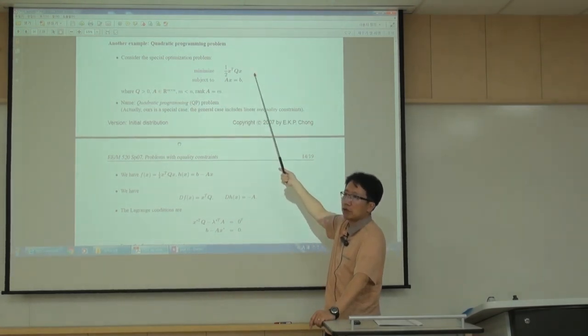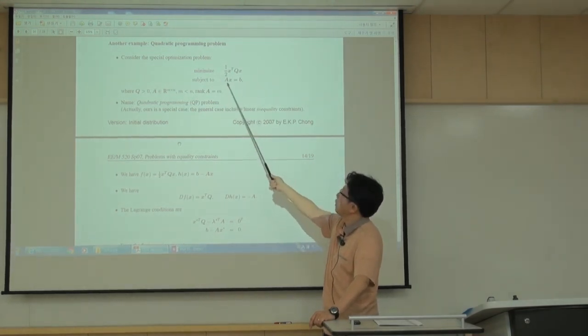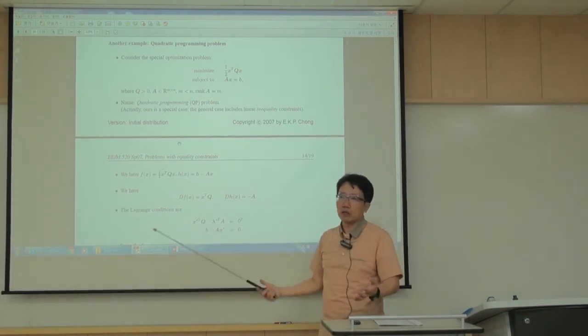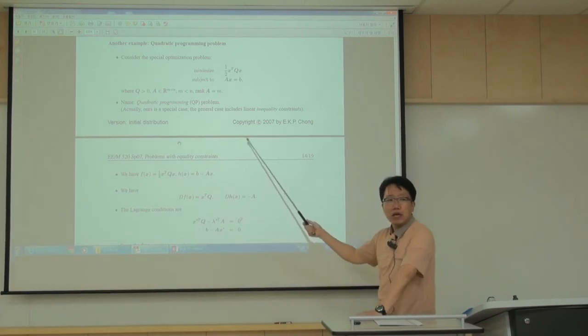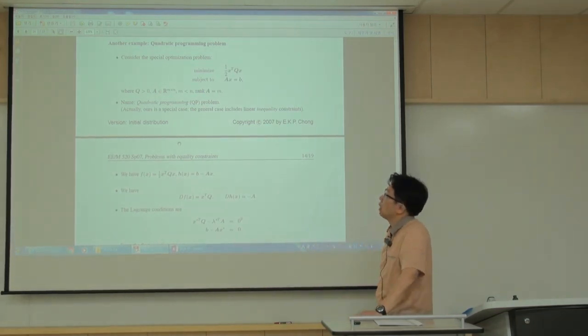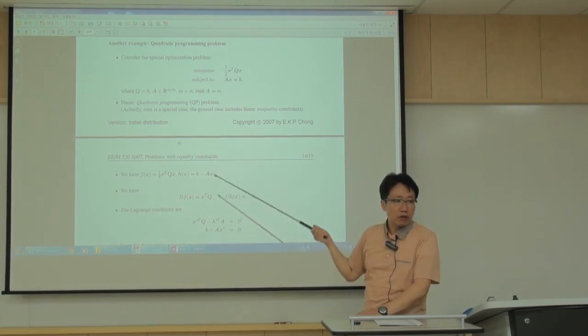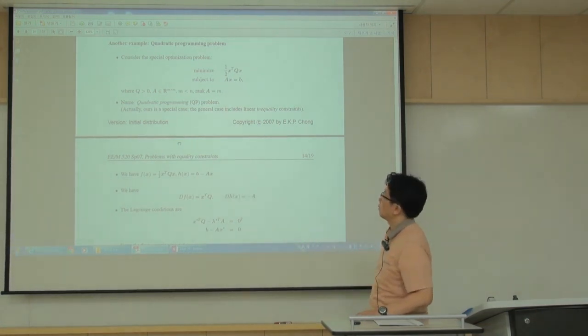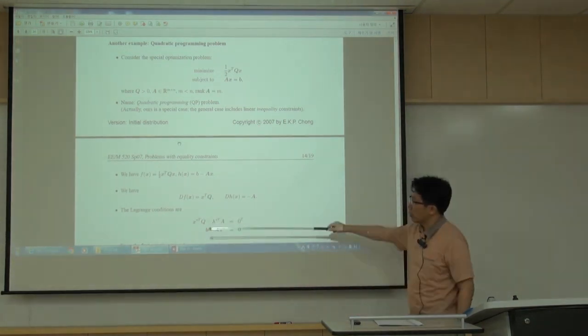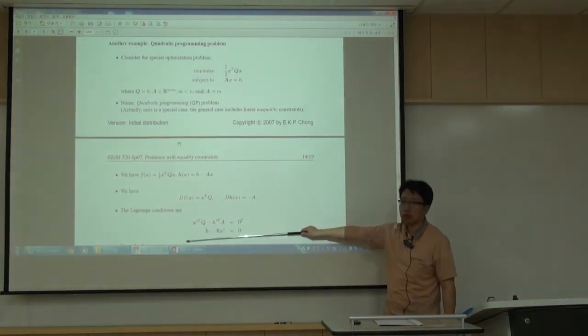X is 0, right? But now we have a linear affine constraint, so we may have no idea what the solution is. But this has a closed form solution. That's why this is important. And now we are going to use Lagrange conditions to find the optimal solution. So we form the Lagrangian and differentiate to get the two Lagrange conditions.